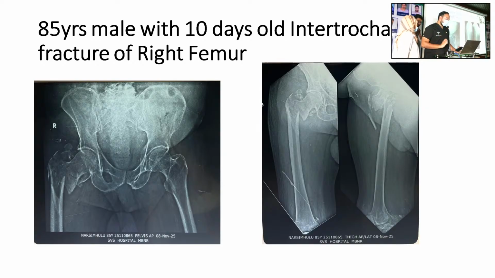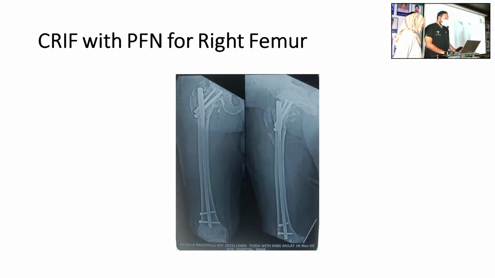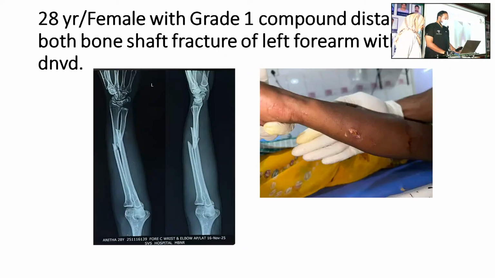85-year-old male with a 10-day-old intertrochanteric fracture of the right femur. We have done closed reduction with PFN for the right femur.